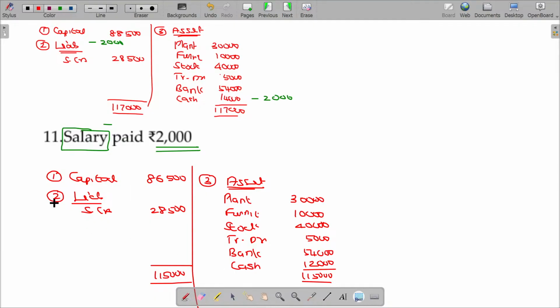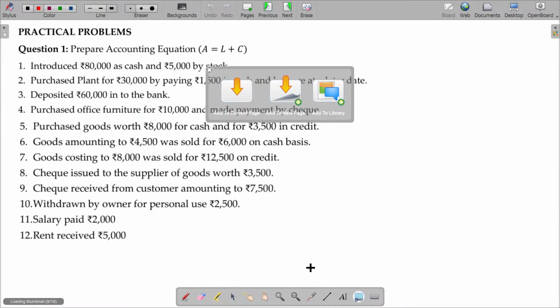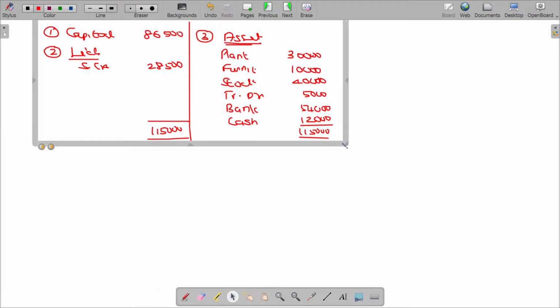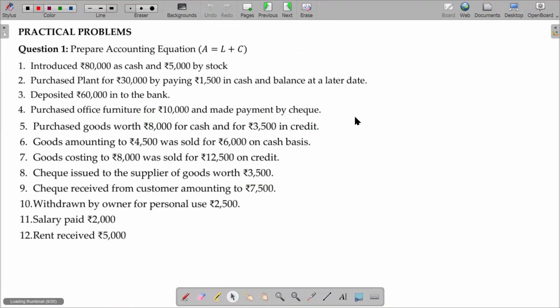Now let me move on to the last transaction, number 12. Okay. Rent received 5,000 rupees.